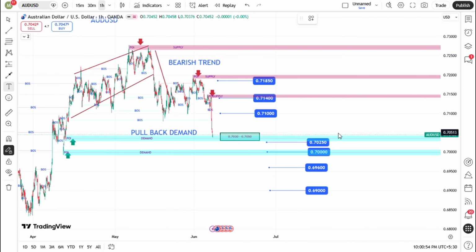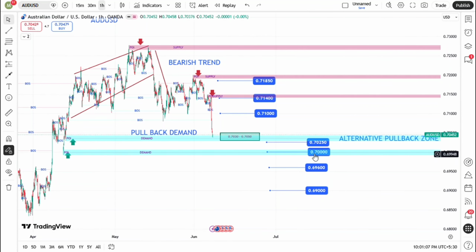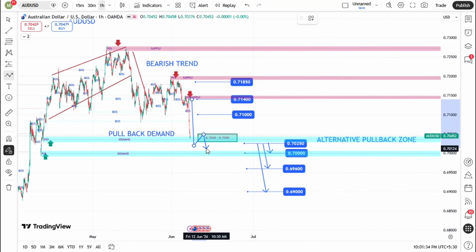Conversely, if internal demand fails to sustain institutional order flow, a bearish breakdown pathway activates. A sustained breach beneath the current demand zone validates short positions below 0.7025. For this bearish trajectory, our invalidation level is strictly set at 0.7065. If price breaks this, our bias changes.